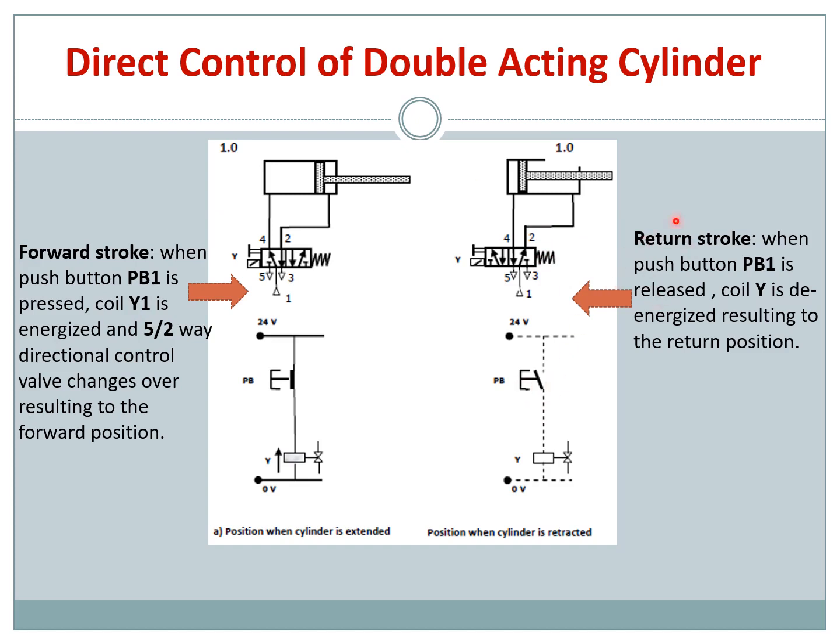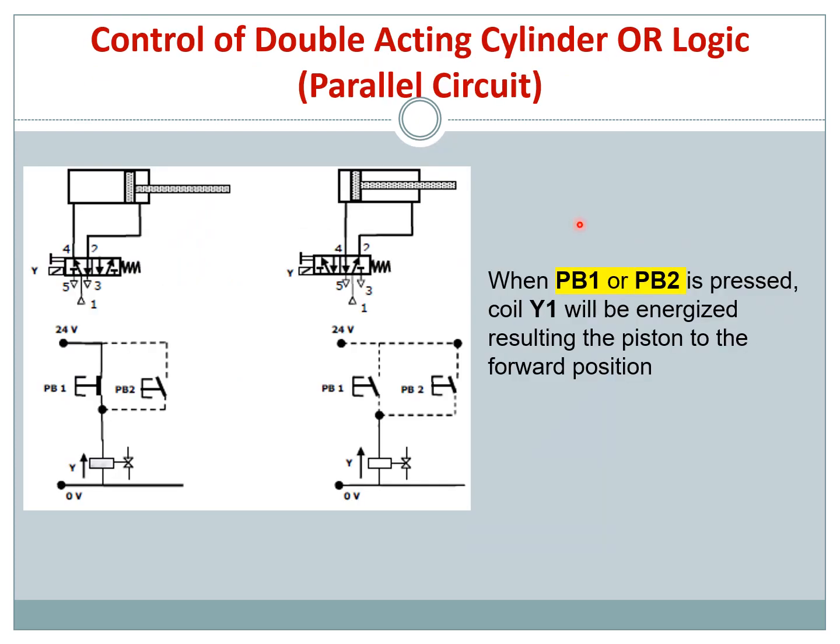But if you want a return stroke to be controlled by a push button, so you press the push button, coil Y will be magnetized or demagnetized, and your cylinder will move backward. So that's for your return stroke. So you can see here the similar thing, but this is a control circuit.